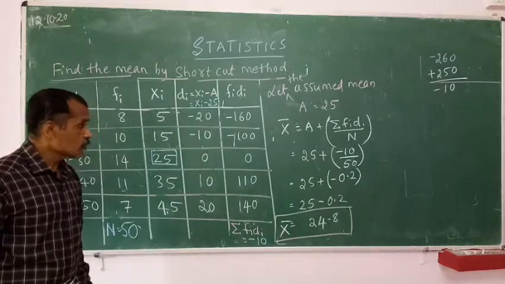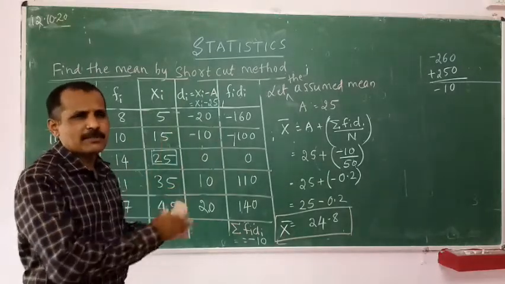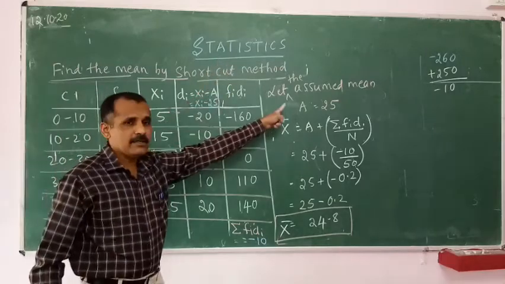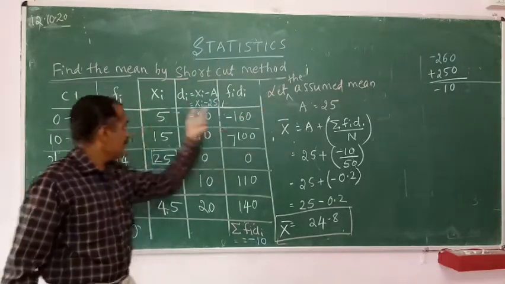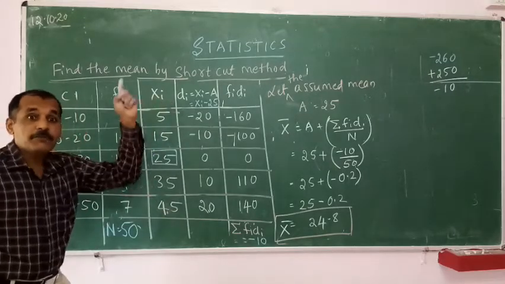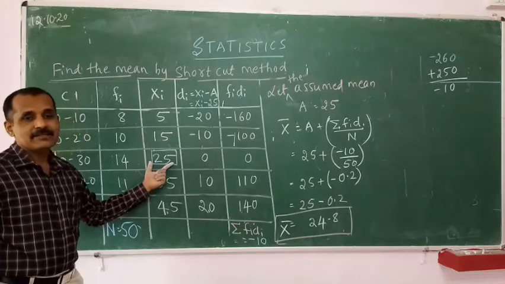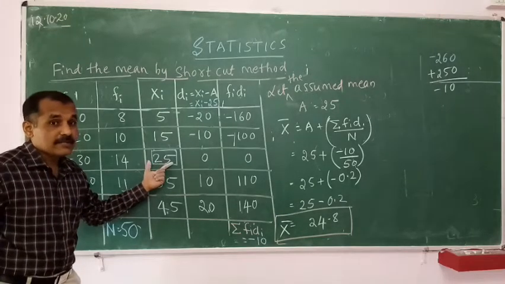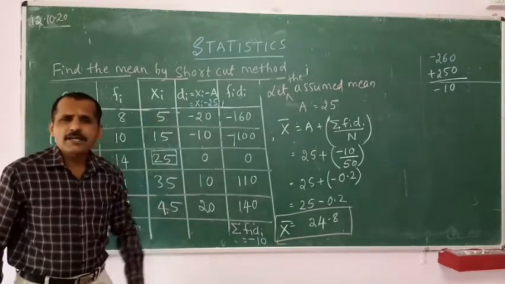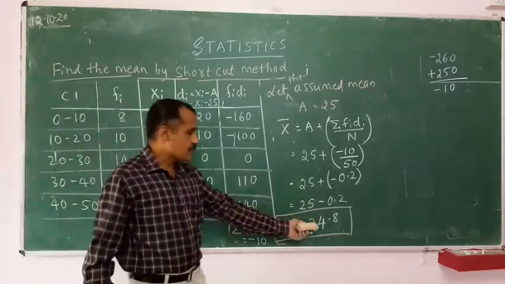Now, for those students, this is the actual method. The taking of the assumed mean, no doubt it has to be taken from these xi values, and preferably it should be the value which is at the center. But it is not exactly a hard and fast rule. What I will do, I will change it. Now my answer is 24.8.